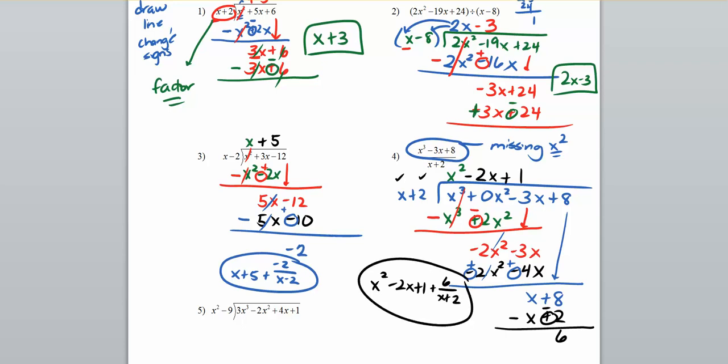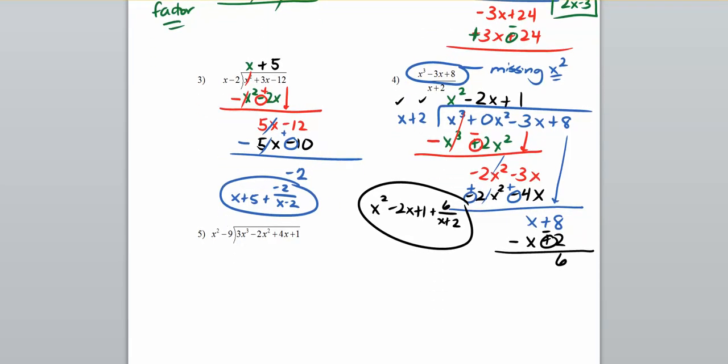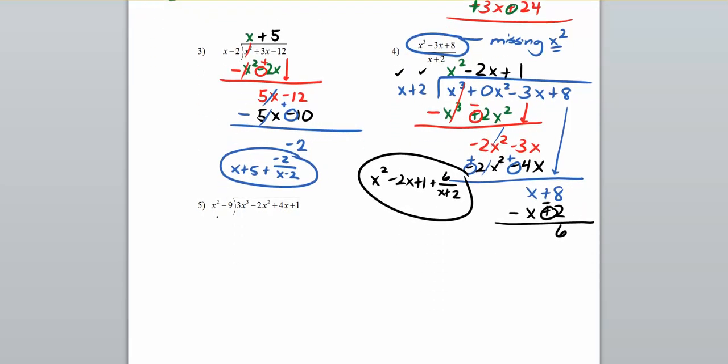All right, so that's answer number 4. Go ahead and try number 5. It's a little bit tricky because we are missing an x term, but go ahead and try that. Press pause in the video, and then come back and check your answer.